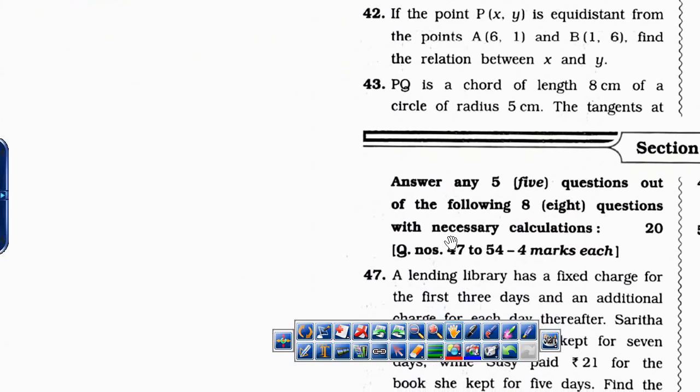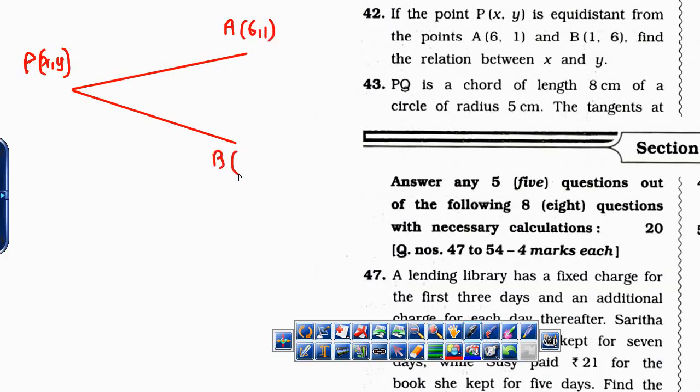If point P(x, y) is equidistant from points A(6, 1) and B(1, 6), find the relation between x and y. This is a textbook based sum. Point P is (x, y), and it is at the same distance from A(6, 1) and B(1, 6). The formula or the trick or the starting point is this, which you should know by heart. Equidistance means distance is same, PA square is PB square.